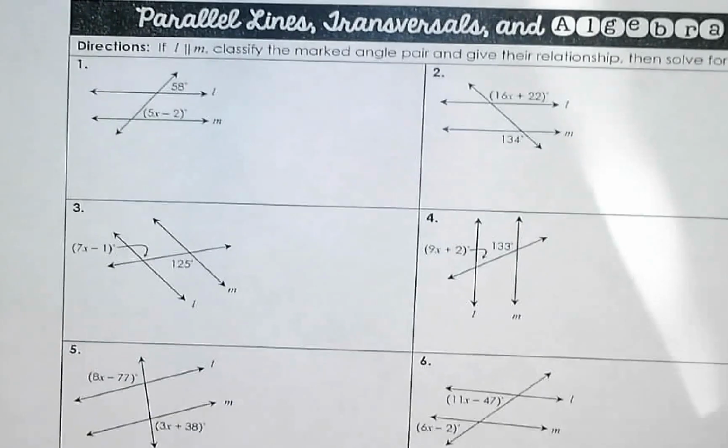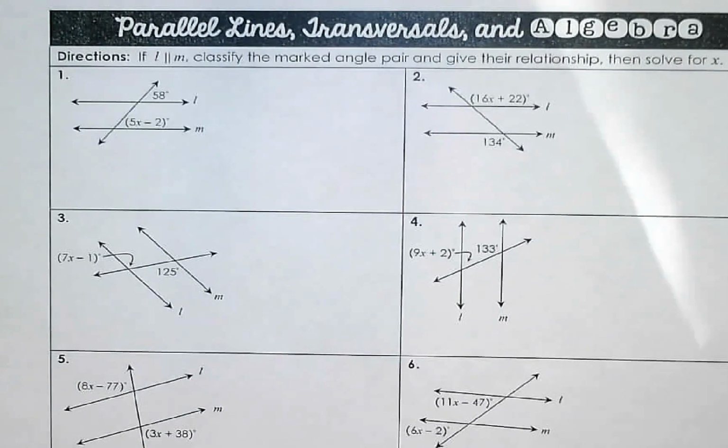Okay, we're still in 1B notes. You can see the title of this last page is Parallel Lines and Transversals, which is what we've been doing. And now we're going to add a little algebra to it. So if I look at the directions, it tells me L is parallel to M. Line L is parallel to line M.